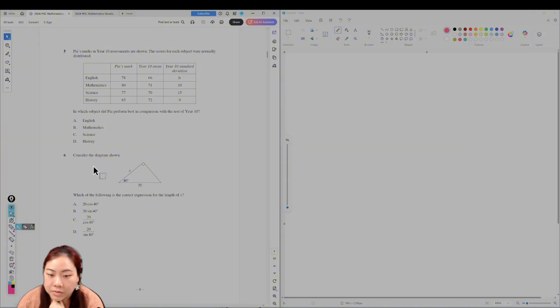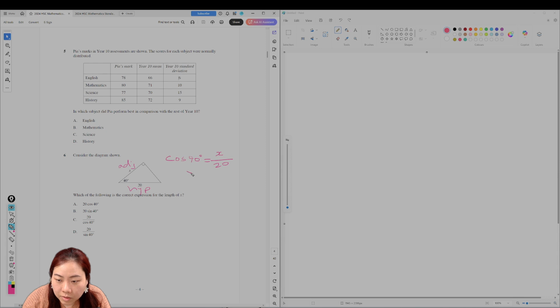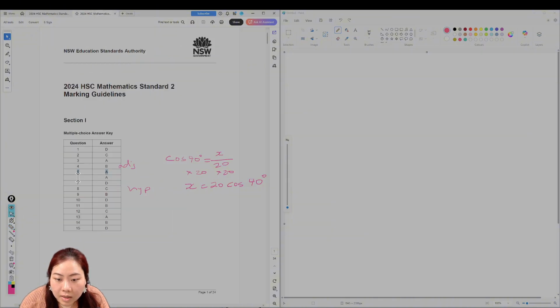Number 6. I have to not be in the way of the question. Consider the diagram shown. Which of the following is the correct expression for the length of x? Okay, this is a right angle triangle. That's important, so that way we can use trigonometry, SOHCAHTOA. From the 40 degrees angle point of view, this is the adjacent side, and this is the hypotenuse. Therefore, cos 40 degrees is going to equal adjacent, which is x, over hypotenuse. Therefore, timesing 20 on both sides, we get x is equal to 20 cos 40 degrees, which is A. 6A, there we go, correct.